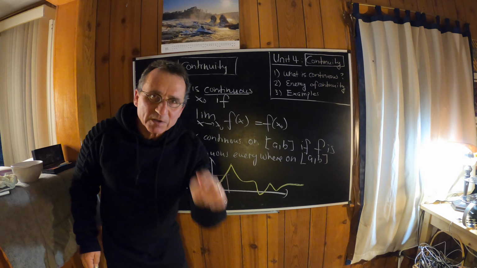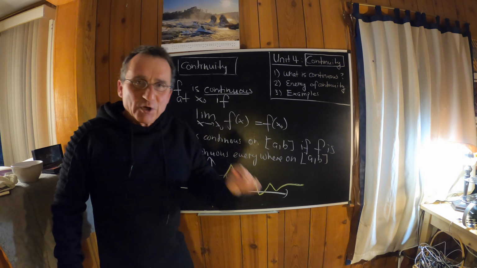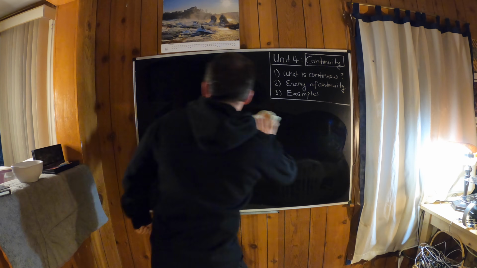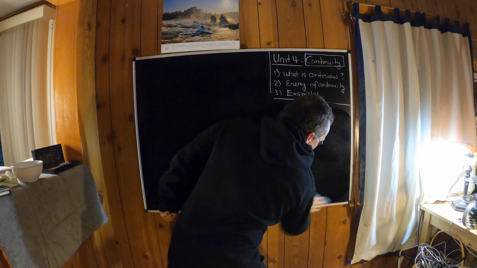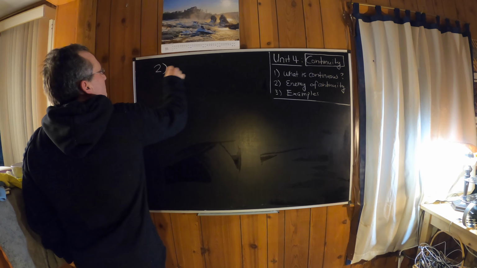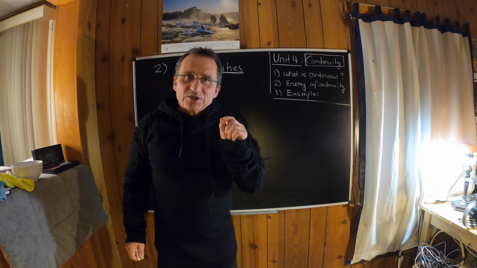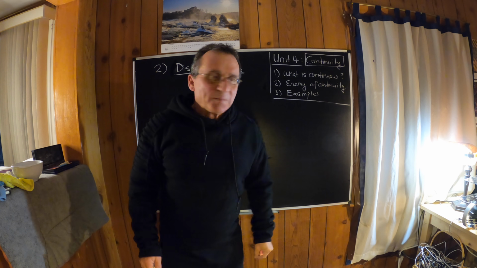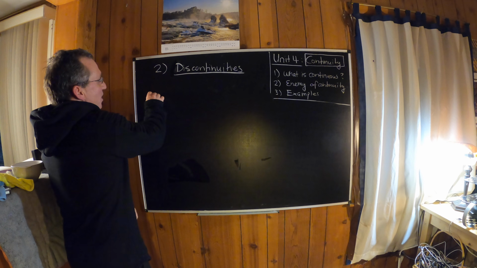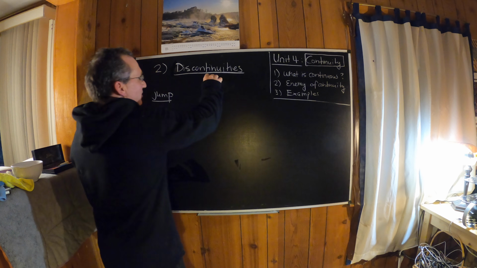It's easier to say what is not continuous, and I will just in the second part tell you about the enemies of continuity. There are three mechanisms which prevent a function from being continuous. The first mechanism is a jump. It's called a jump discontinuity.